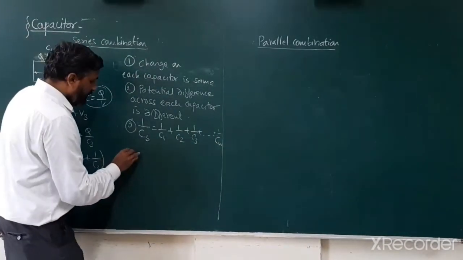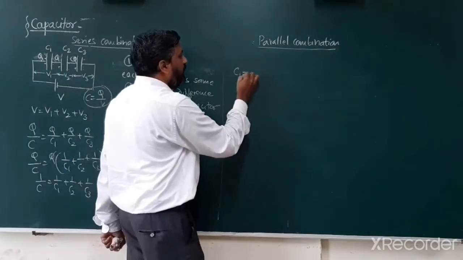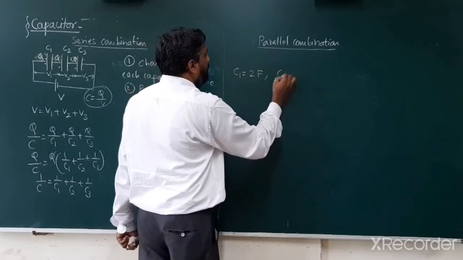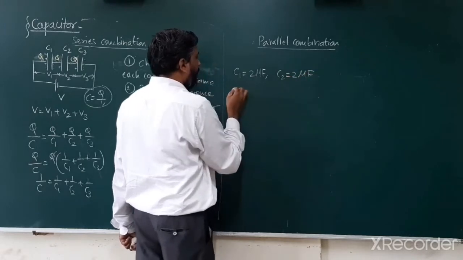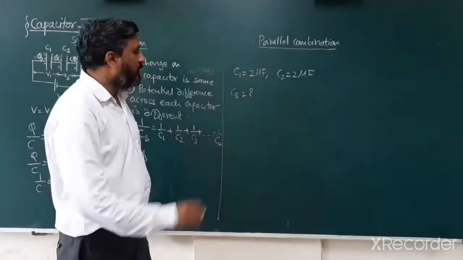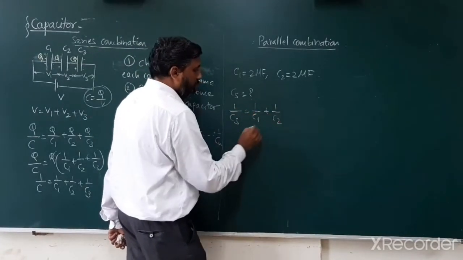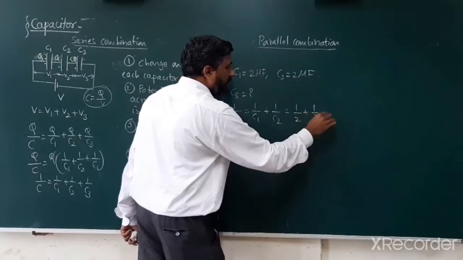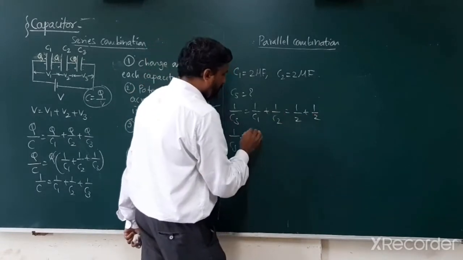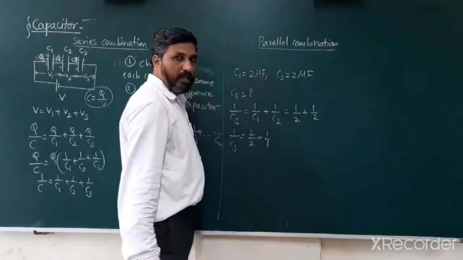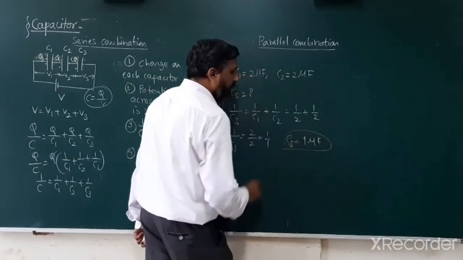Okay, now the next step. Just to tell here, if C1 equals 2 microfarad and C2 equals 2 microfarad, then what is the value of CS? It will be very simple. 1 upon CS equals 1 by C1 plus 1 by C2, so it becomes 1 by 2 plus 1 by 2, with the common unit microfarad. 1 by 2 plus 1 by 2 becomes 2 by 2, which is 1. Are you getting that? Then CS equals 1 microfarad.